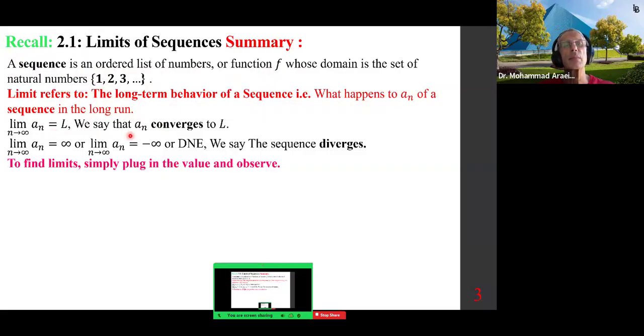We say that a sub n converges to L. If the limit of a sub n as n approaches infinity is infinity, negative infinity, or DNE (does not exist), we say the sequence diverges. To find limits, simply plug in the value and observe.